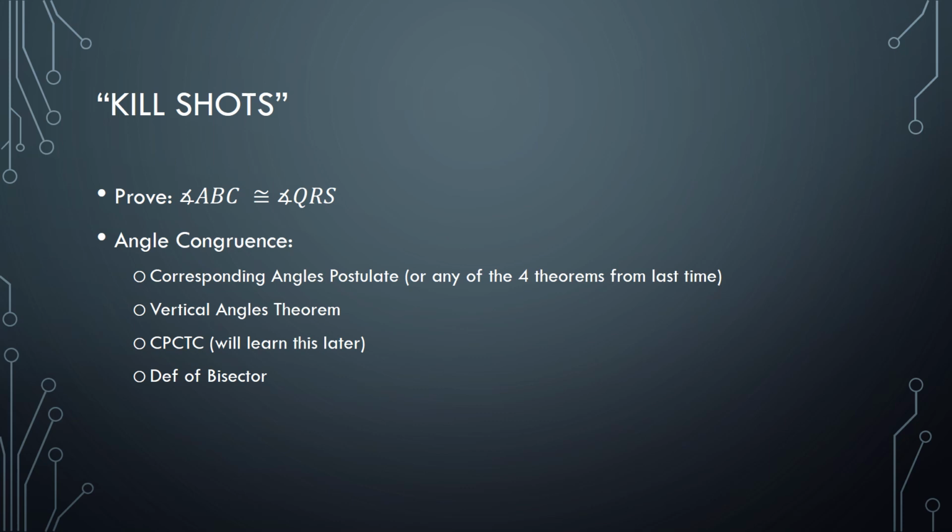You could also, if they say something about an angle being bisected, use that as another way, although this would be very rare. I imagine this would never be used as a final kill shot, but might be used throughout the proof to show that two angles are congruent.